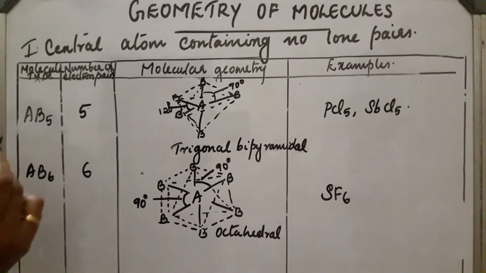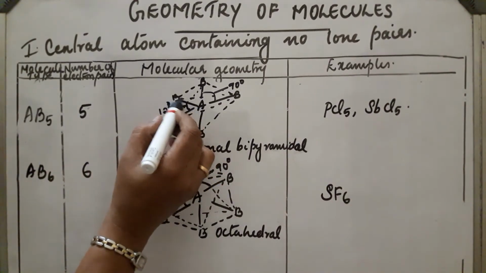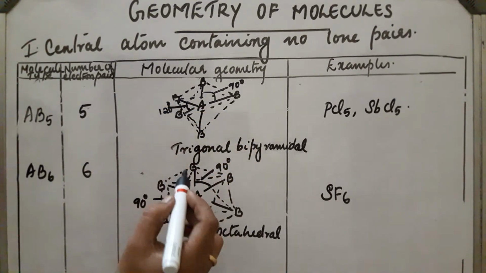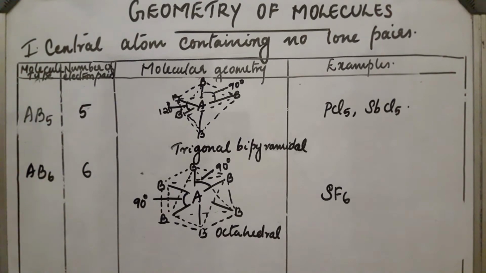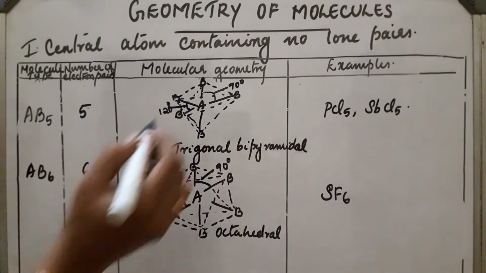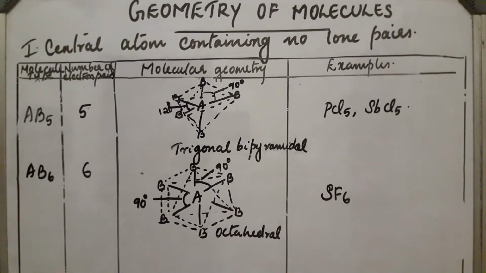So next molecule type is AB5, in which 5 electron pairs are present. So 5 covalent bonds are there. These 3 bonds are in the same plane and form a trigonal shape. And these 2 AB bonds form 2 pyramids. So this geometry is called trigonal bipyramidal.